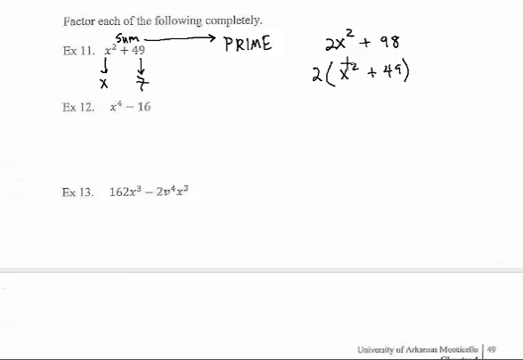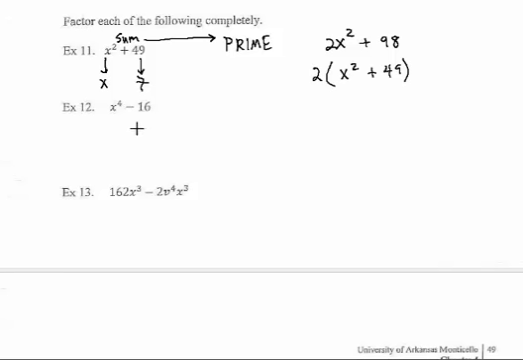So just because the polynomial contains one of these, we don't say the original polynomial as a whole is prime. This one is not prime. We can take out a 2. But this one that doesn't have a greatest common factor, the x squared plus 49, is prime.